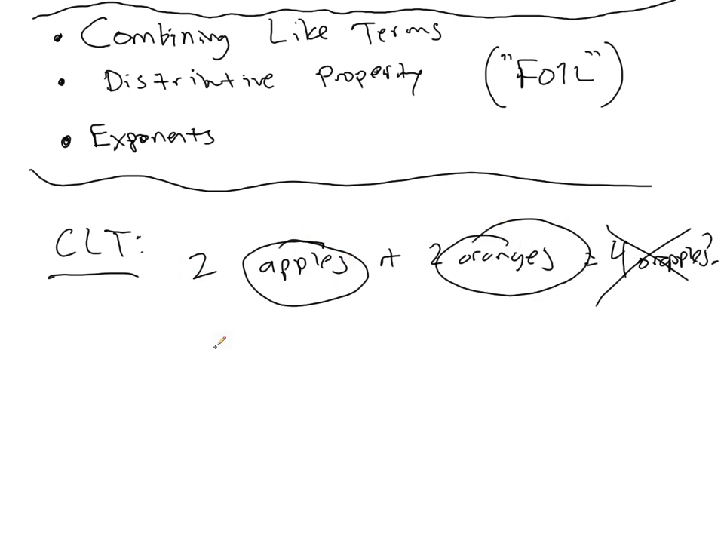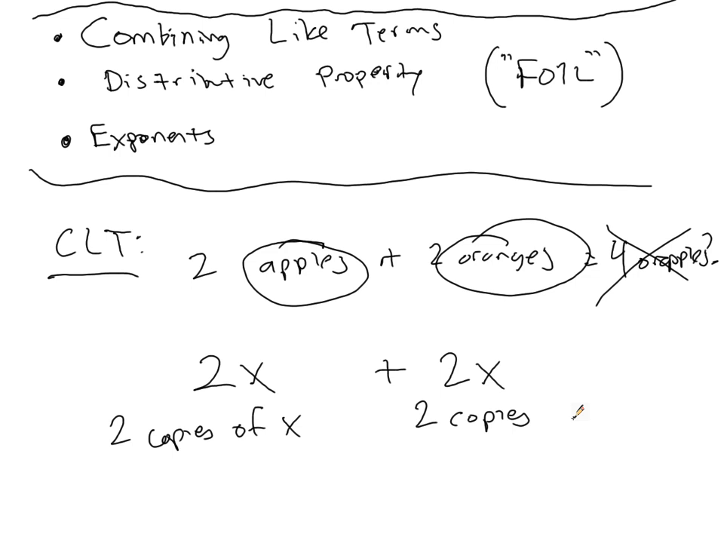Similarly, sometimes we have situations where we have things like 2x and 2x. What does this actually mean? With two apples, you have two things. With two oranges, you have two things. When you combine those, you have four things. If I have two copies of x, and then I have two more copies of x, how many copies of x do I have? I would say I have four copies of x.